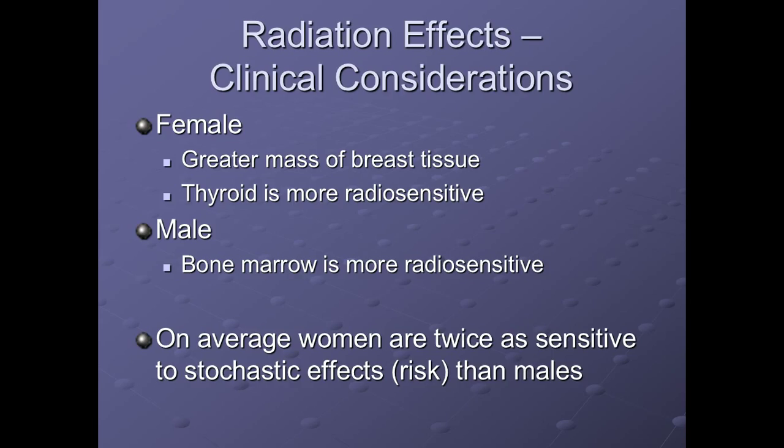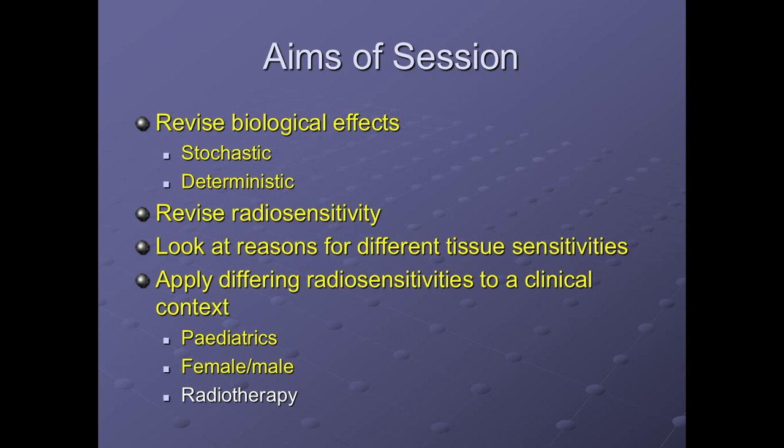Now, remember what we're talking about here is stochastic effects. So, women have twice the risk of getting cancer as males when exposed to ionizing radiation. We are twice as sensitive. So, I've gone through female and male, and now I'm going to concentrate on radiotherapy.